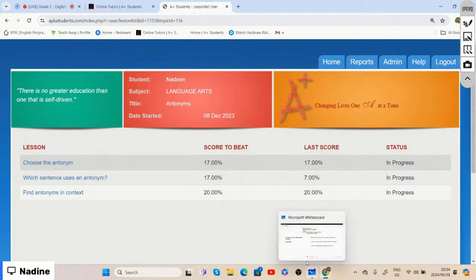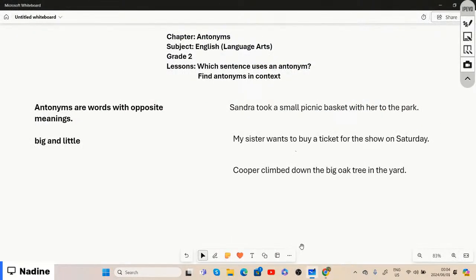All right, so we said our chapter is antonyms. Our subject is English language arts, grade 2. And the lessons that we are going to be focusing on under the chapter of antonyms are which sentence uses an antonym, and to find antonyms in context.